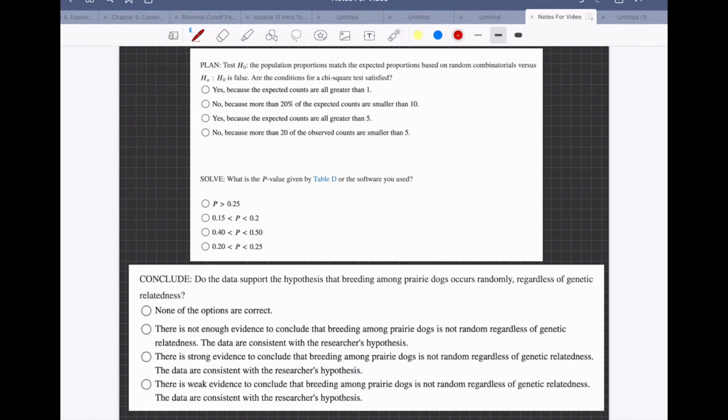First, set up the null hypothesis. Plan, test, H null. So it's already given, you see? The population proportions match the expected proportion based on random combinatorials versus H null. So in this case, what kind of test is it? It's a goodness of fit test, because we want to test whether the population proportions match the expected proportions, right?